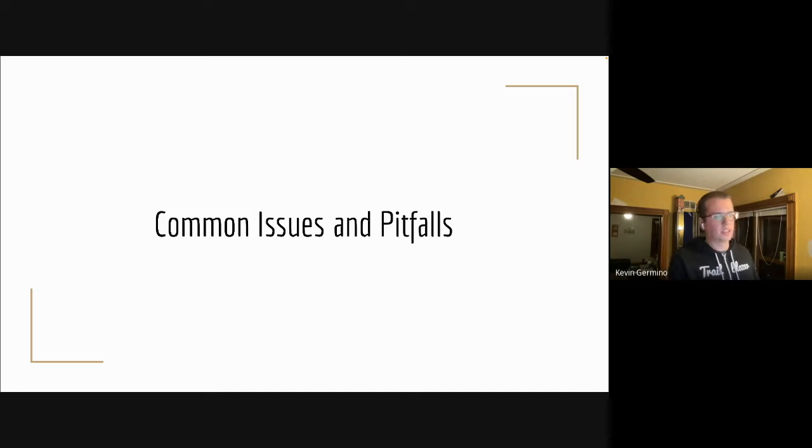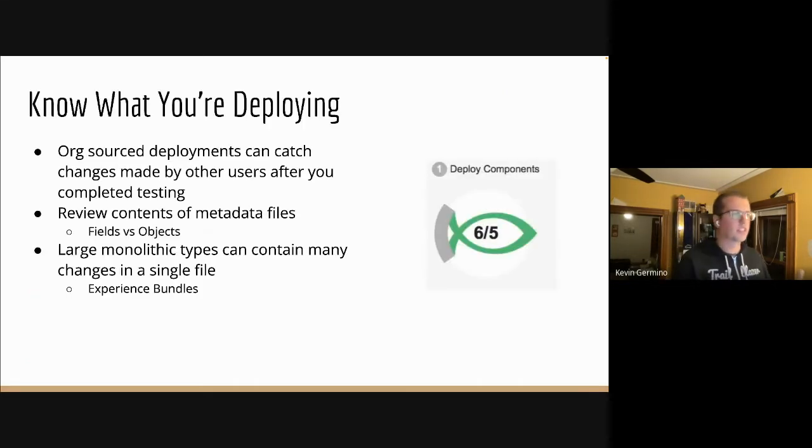So some of the issues that you can run into, and these are just a little bit sporadic, but some things that I've seen, we'll get into how you can avoid some of them at the end. The one thing to watch out for is just make sure you know what you're deploying. Especially if you're doing org source deployments, you don't have a pull request or any good change log that you can review and see what is actually getting pushed.